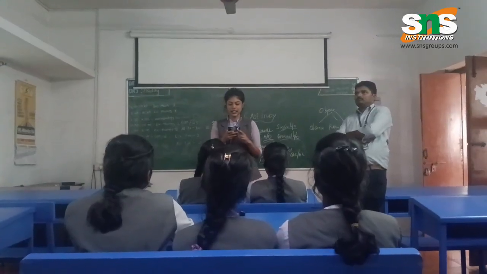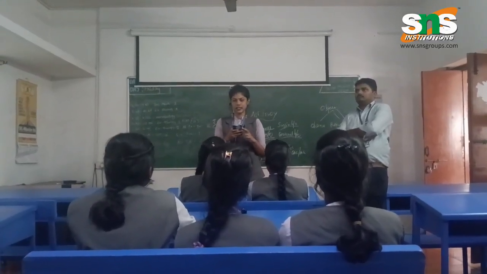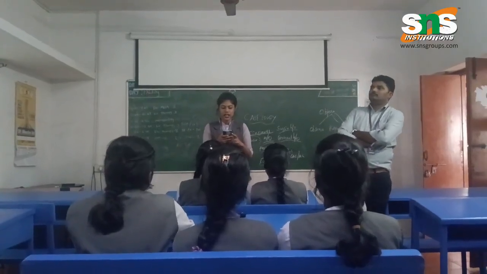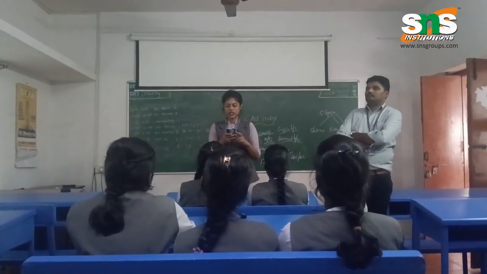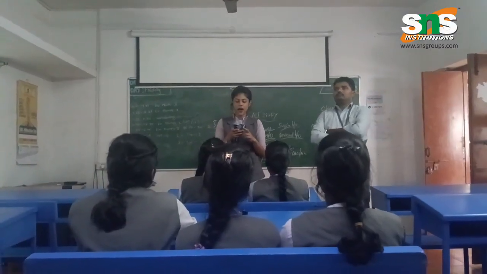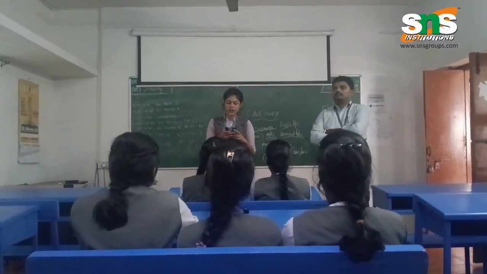Eighth question. The most common bone to fracture in the body is option A, tibia, option B, femur, option C, clavicle, option D, radius. Clavicle.